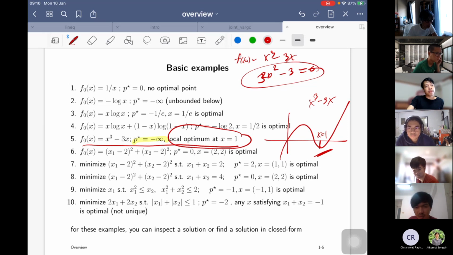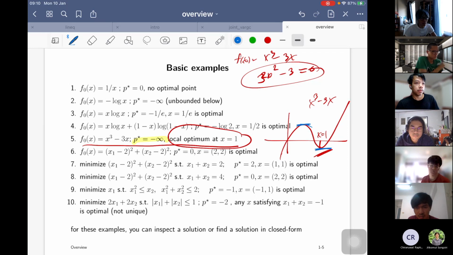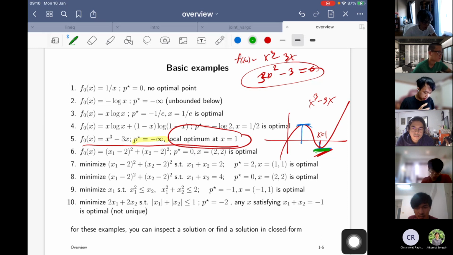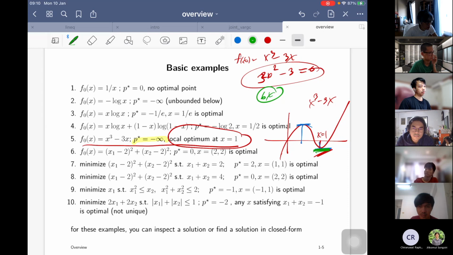Critical. Stationary point. Yes. Stationary points are not necessarily local optimal points, right? On this graph, both the blue ones are stationary points, but the green one is a local optimal point, because you need to check the second derivative. If the second derivative is positive, it is a local minimum. If it's negative, it is a local maximum. Okay, this is from calculus.